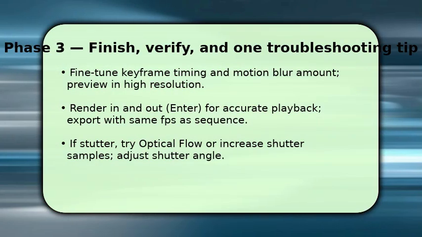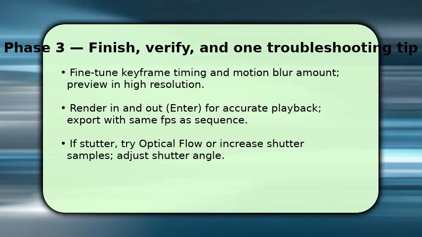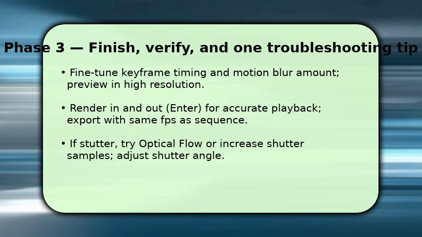Finish by refining timing. Nudge keyframes and tweak the shutter angle until the blur matches the perceived speed. Render the section to confirm real-time playback because previews can lie when effects are unrendered. When exporting, keep the same frame rate and motion interpolation settings to preserve the blur.